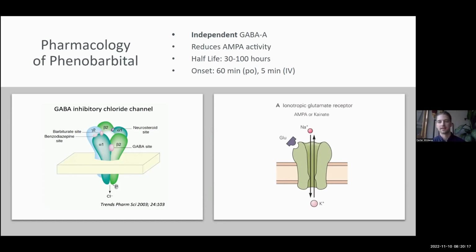The other unique thing is on the right side of the screen, you'll see the AMPA receptor, which is one of the receptors that acts on the glutamate pathway.